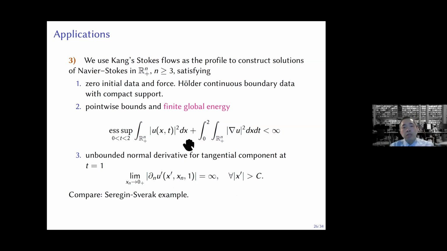And so I think this example is interesting because this guy has finite global energy. The example of Seregin-Sverak is very, very simple, but the energy is infinite. So for our study of the regularity problem and the existence and the uniqueness, I think finite global energy is very important.